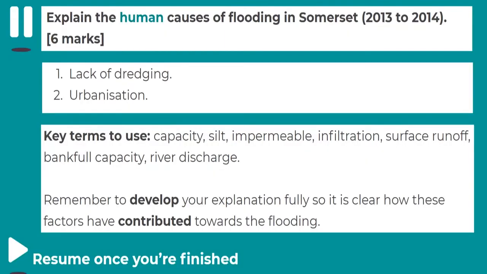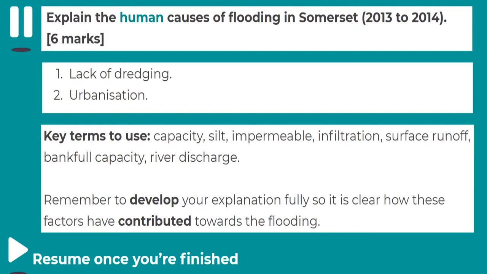So we're now going to explain the human causes of flooding in Somerset 2013 to 2014 for 6 marks. There are 2 human causes of flooding in Somerset: 1, a lack of dredging, and 2, urbanisation.